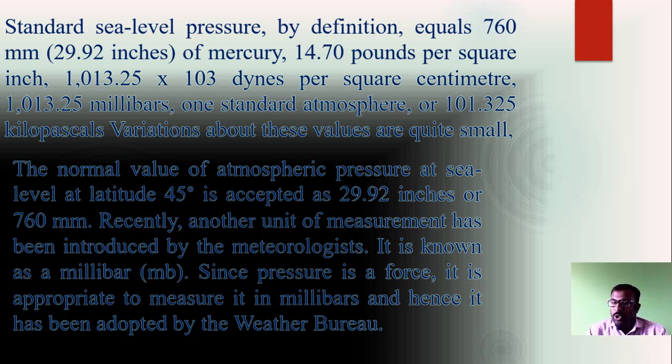Especially, the normal value of atmospheric pressure at sea level at latitude 45 degrees is accepted as 29.92 inches, or 760 millimeters. Recently, another unit of measurement has been introduced in meteorology, known as the millibar. Since pressure is force, it is appropriate to measure in millibars, and hence it has been adopted by weather bureaus. The pressure measurement unit is the millibar, and today it is in worldwide use.